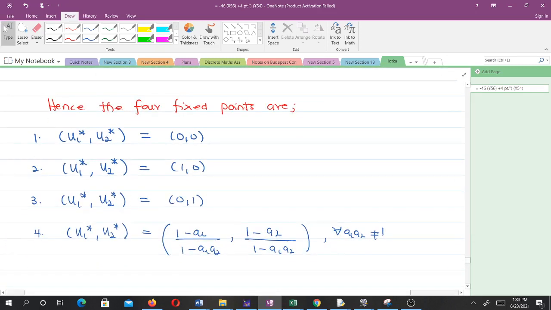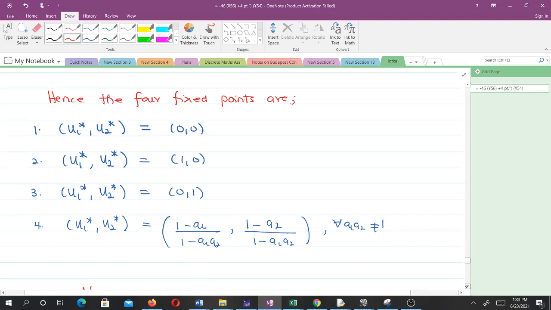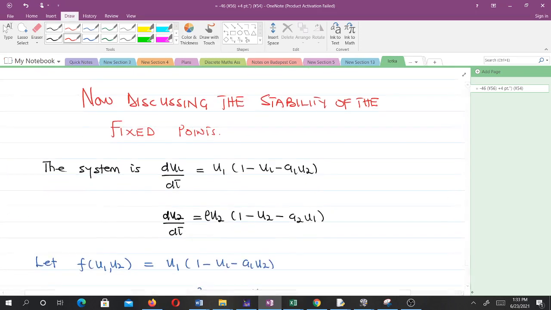And with the fixed point analysis, after getting our fixed points, we would want to discuss their stability. So in this video, we are going to discuss the stability of the first 3 and leave the last one out, because with that one we'd have to do a tedious algebra work before we can get a result on that. Okay, so now discussing the stability of the fixed point.